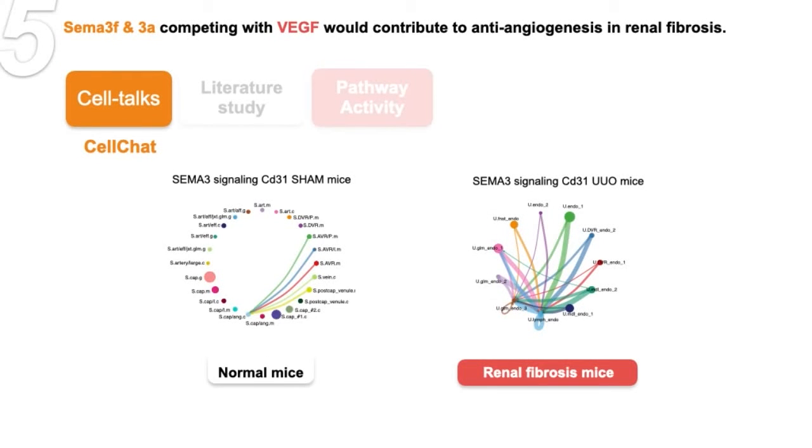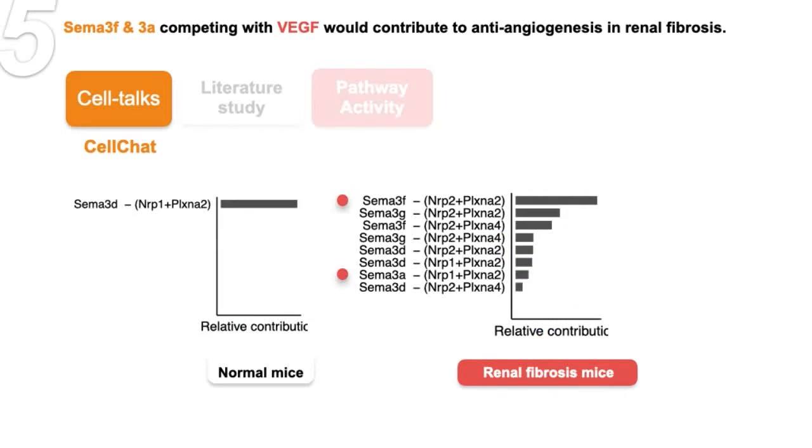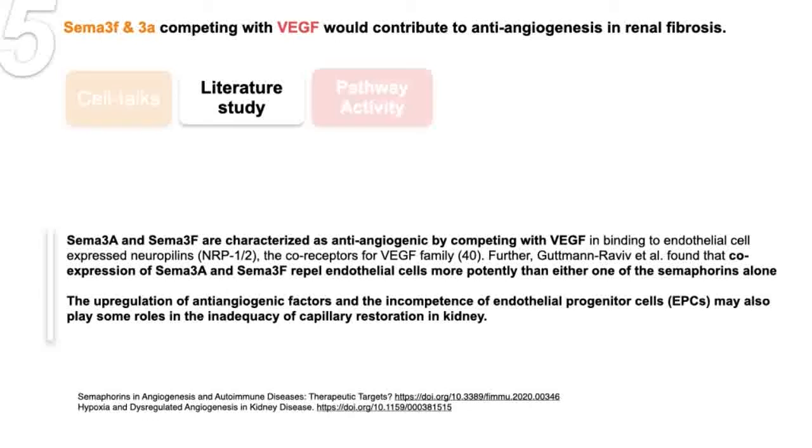I used CellChat for intercellular communication, and this is one of the outputs from CellChat. I found that the semaphorin signaling was more upregulated across the cells of the renal fibrosis mice than the normal mice. I checked which ligand and receptors contribute to these signalings, and I focus on the semaphorin 3F and the semaphorin 3A. This is because these 2 genes are characterized as anti-angiogenic by competing with the VEGF, and the upregulation of anti-angiogenic factors could lead to the renal fibrosis.